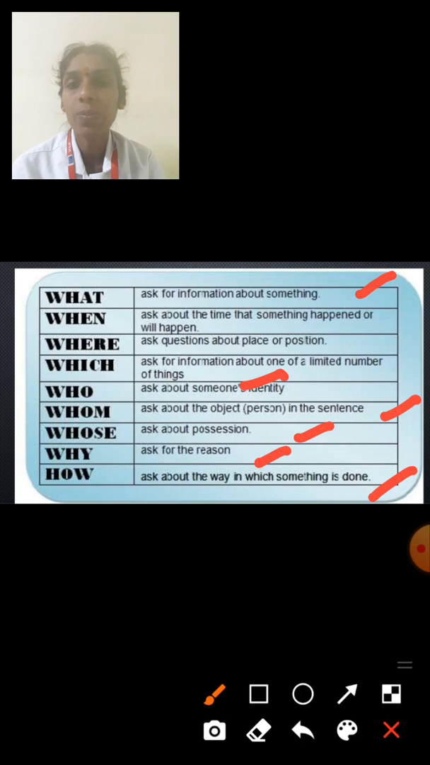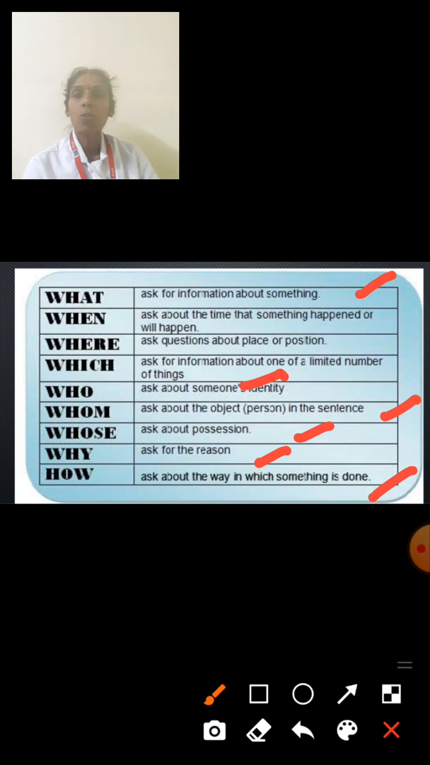In this format, we will frame WH questions. What: asking for what purpose, or for information about something, we use what. When: to ask about the time that something will happen, we use when. Where: to ask a question about a person or place, we use where. Which: to ask for information about one of a limited number of things, we use which.